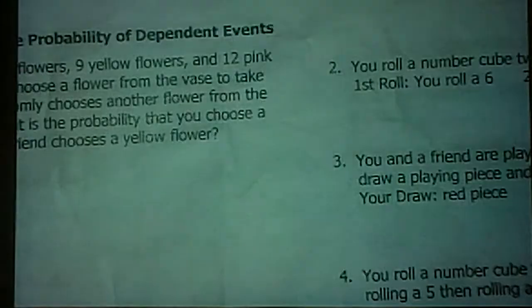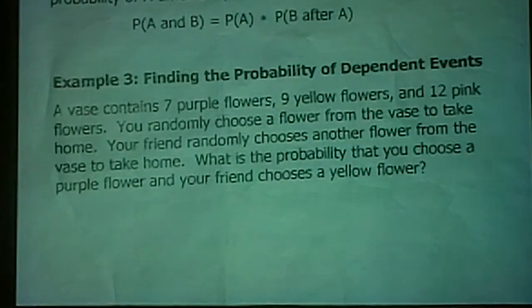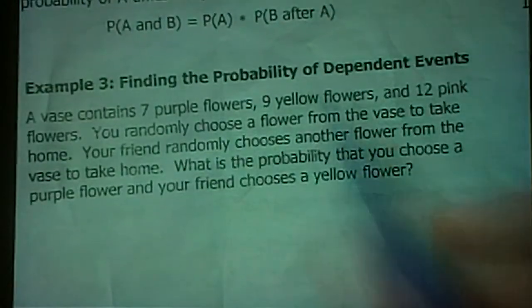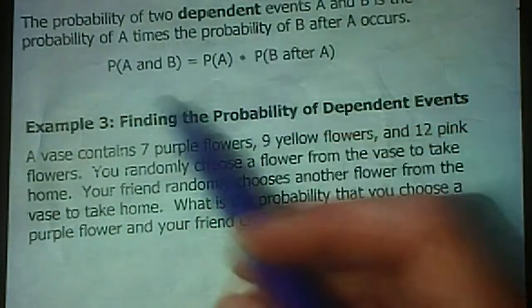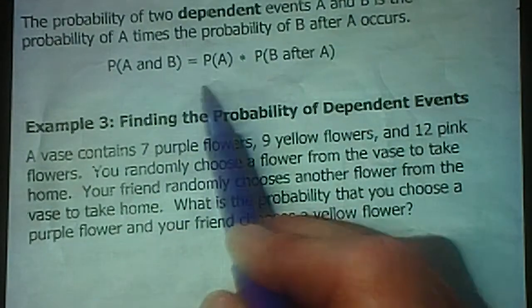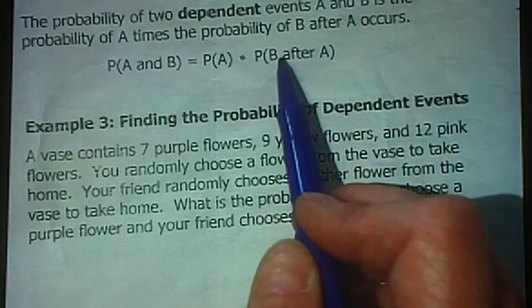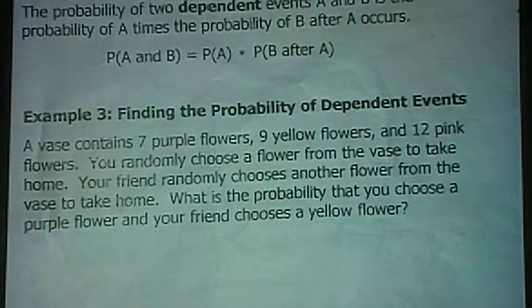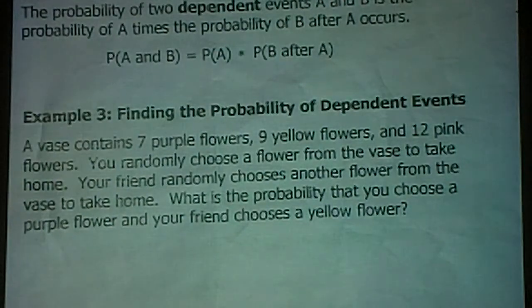We're not done yet, because we have to talk about the probability of 2 dependent events. So now the events depend on one another. When you flip a quarter, it doesn't. But in this flower example, one event does depend on the next. So if we have 2 dependent events, then the probability of A and B is equal to the probability of the first event times the probability of B after A happens. Probably sounds a little bit confusing, but I think after we go through it, it'll make sense.